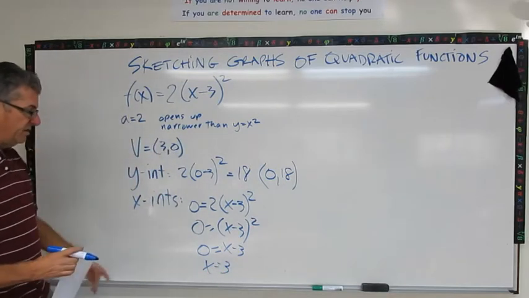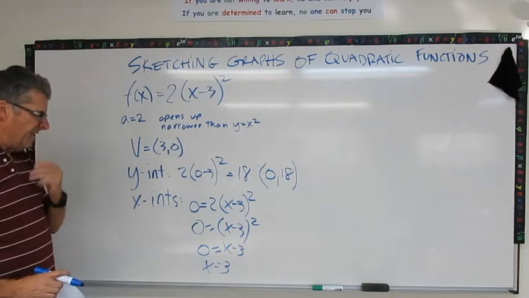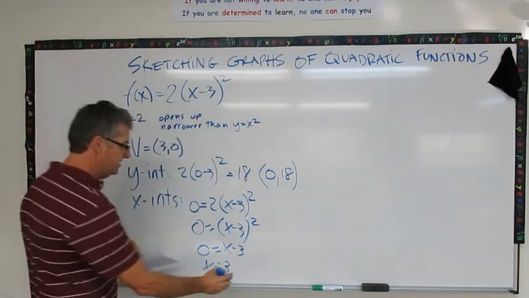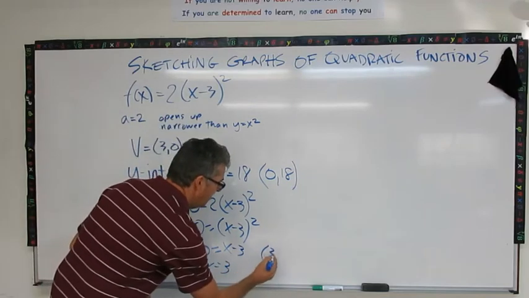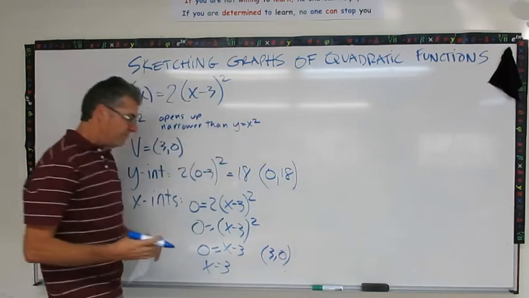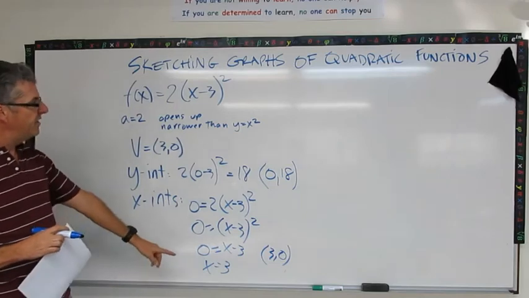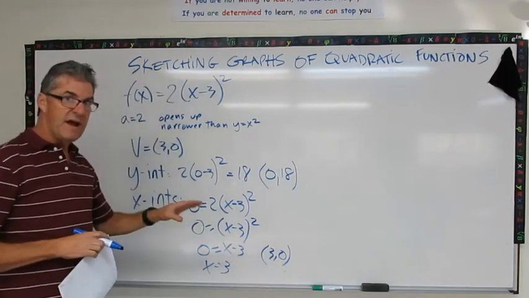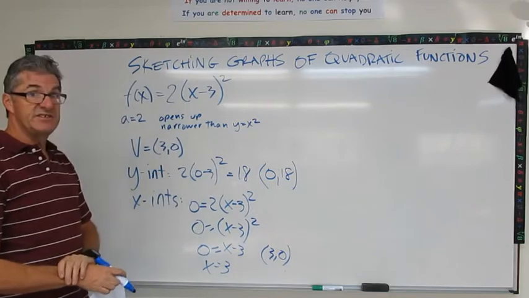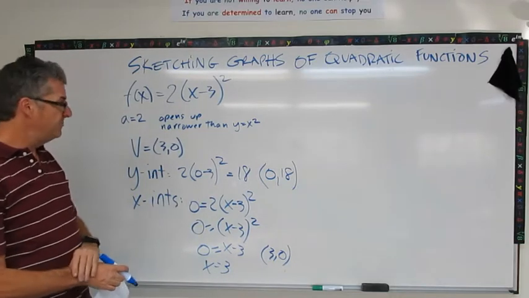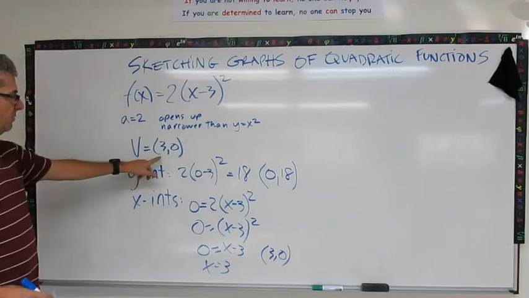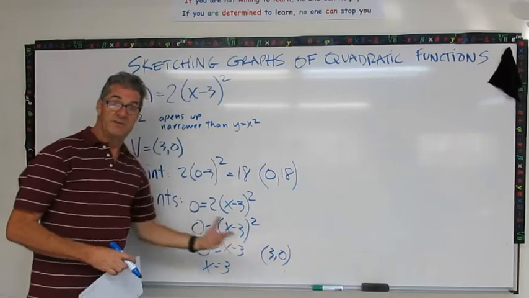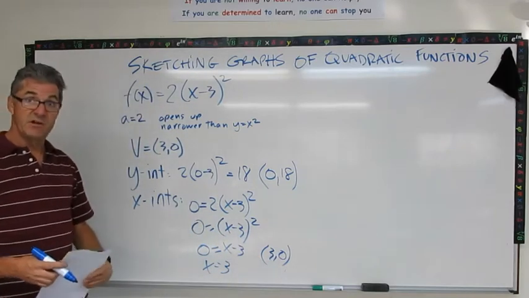So suddenly, with this one, I only have one solution. So my x-intercept is 3, 0. Now remember, when you have only one x-intercept, it means the graph touches the x-axis only at one point. And that's going to be the vertex. So let's take a look. Oh, guess what? The vertex is 3, 0, and the x-intercept is 3, 0. So that makes sense. Let's sketch our graph.